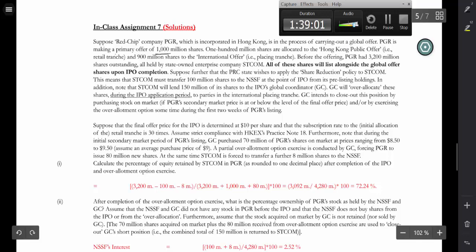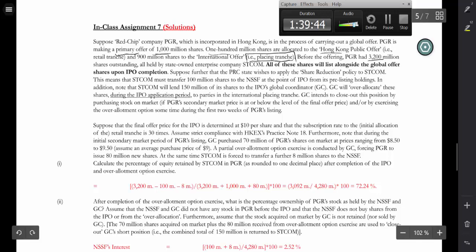Primary. So when I see primary, I'm thinking new. Okay, these are new shares. So it's going to be 90 and 10. So 10% to the public offer and 90%. You see, it's called placing tranche sometimes. Placing tranche. Before the offer, there are 3,200 shares, old shares, all held by the company, the state-owned enterprise. All of these will list alongside a global offer upon IPO completion.